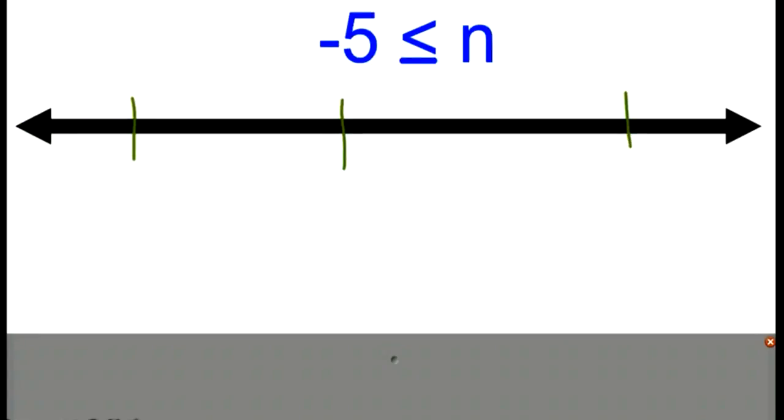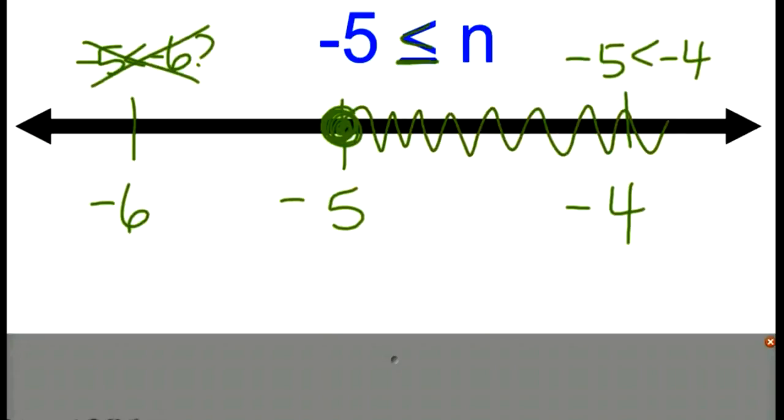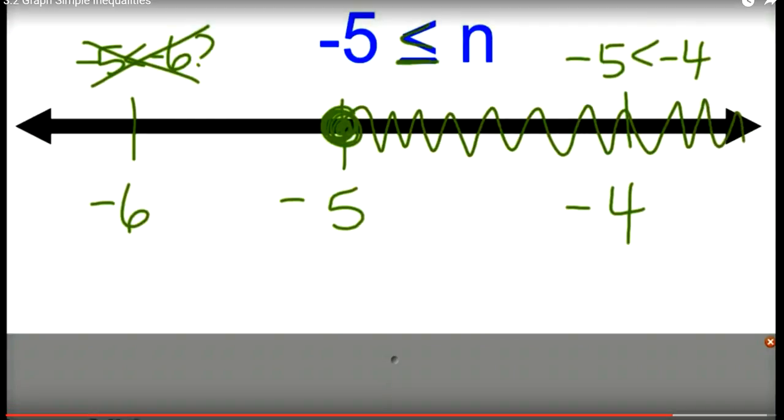-5. 1 greater than -5 is -4, and 1 less than -5 is -6. I have a closed circle because of my less than or equal to. Is -5 less than -6? Or is -5 less than -4? And -5 is less than -4, so I'm going to shade in the direction that makes my inequality a true statement.